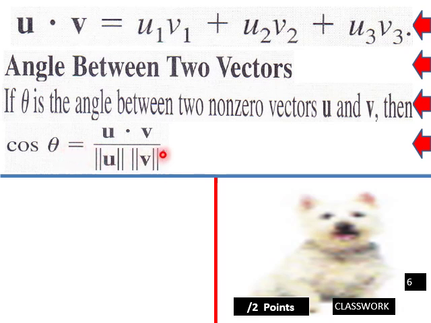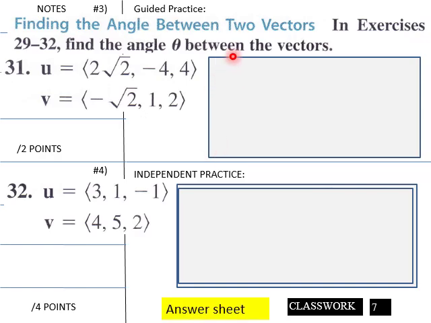And then you take the cosine of that, and then you take the arc cosine to actually find the angle measure of those. Okay, so in these exercises, find the angle theta between the two vectors. So we got u and v here, and we got the componentized vector here of 2 times radical 2, negative 4, and 4, and then the negative of radical 2, and then 1 and 2. So we need to find the angle theta between these two vectors here.